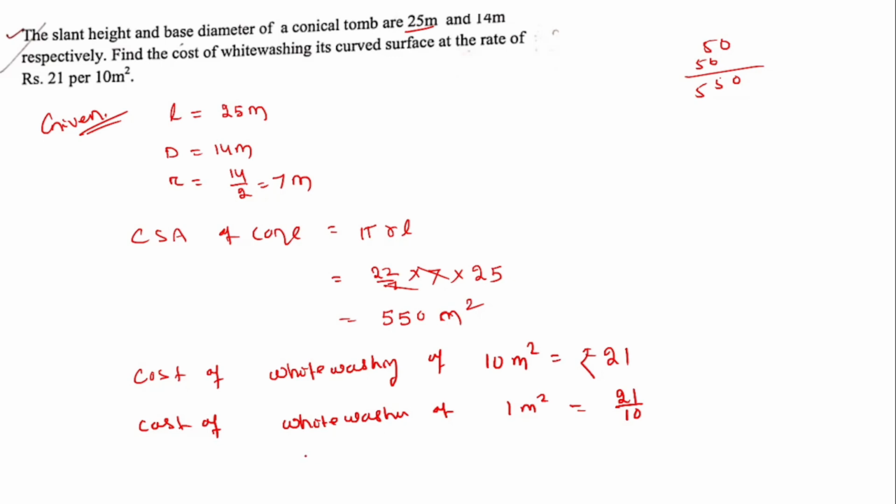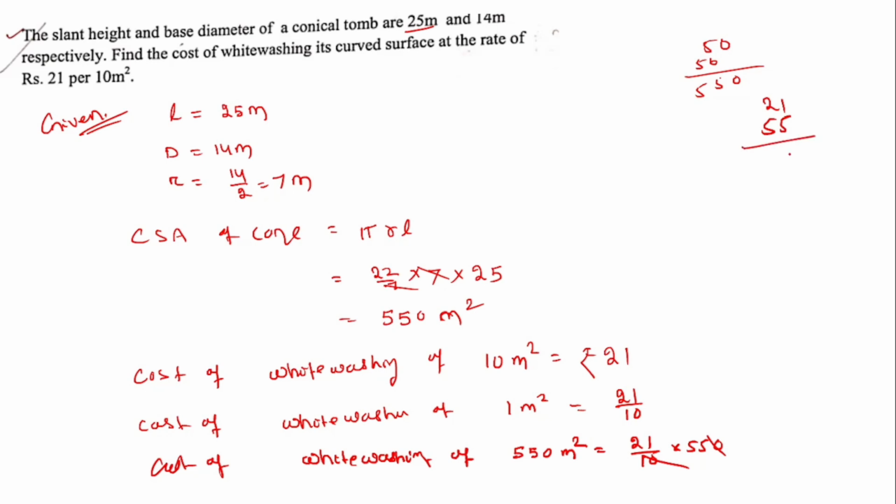Okay, now the total cost of the whitewashing of 550 meter square equal to 21 by 10 into 550. So 0 cancels, now again multiply 55 and 21, so the answer is 1155 rupees.